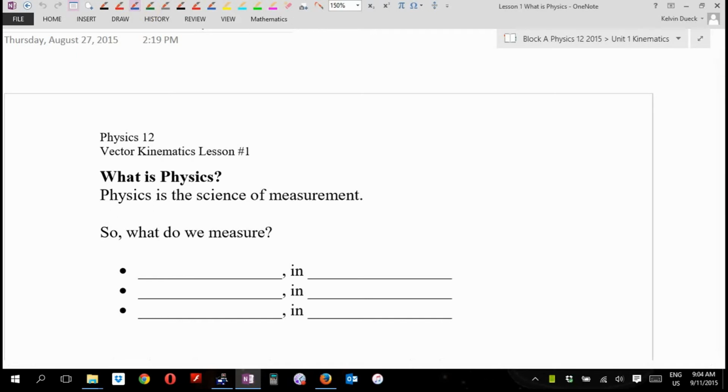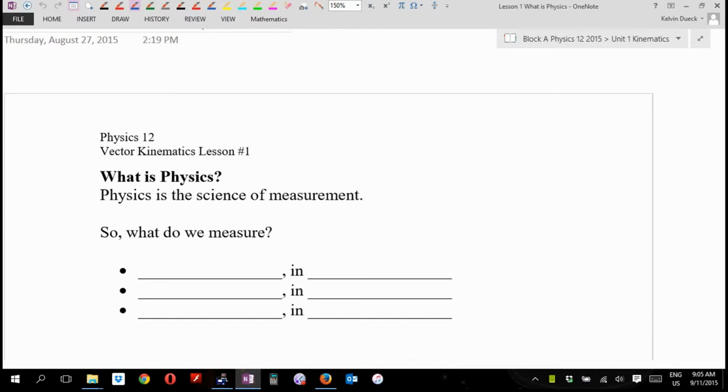Let's start. What is physics? I started teaching physics in 2003. I taught math up until then, only math. And so I told my mom that summer, hey, Mom, I'm teaching physics. And she said to me, Kelvin, I know what math is. It's like numbers. What's physics? And I struggled to give her a definition.